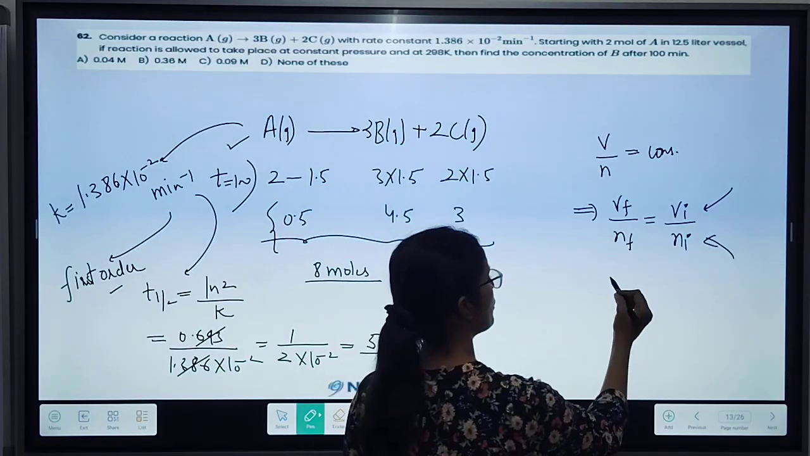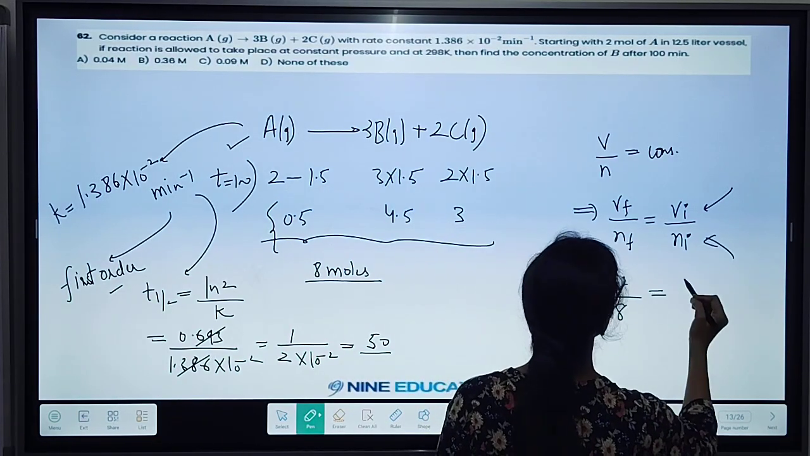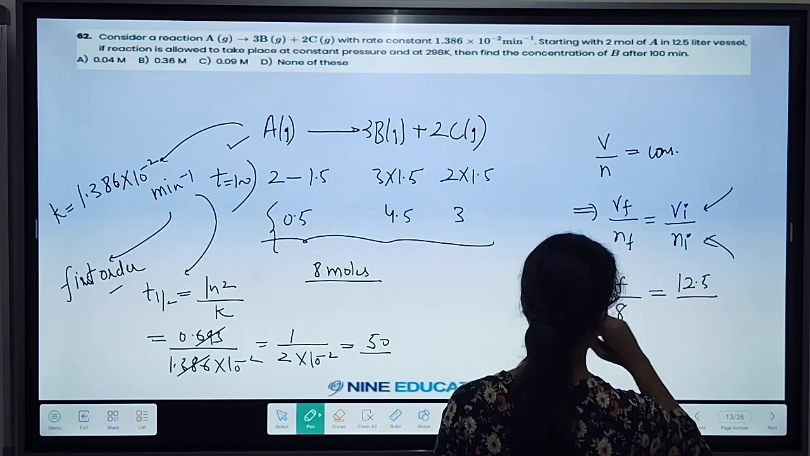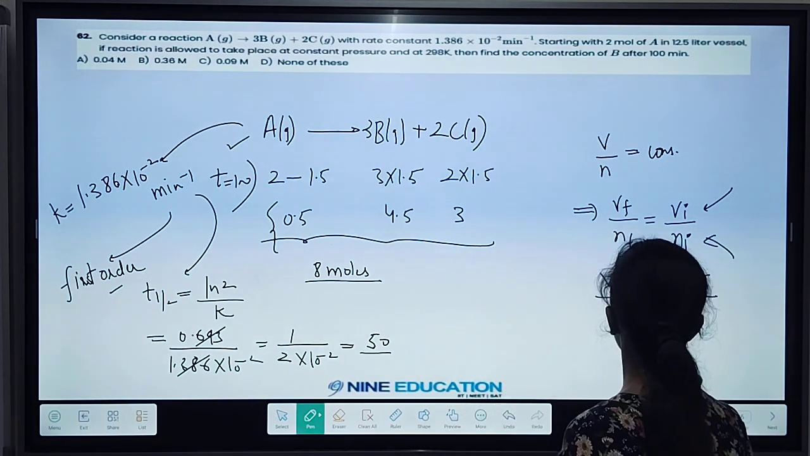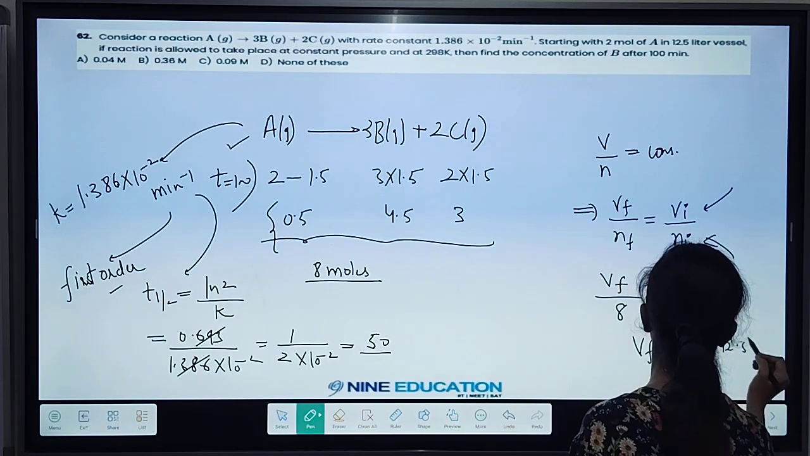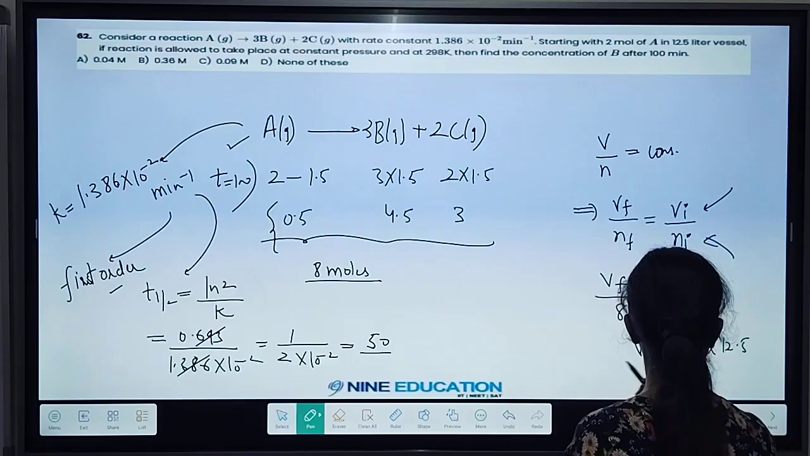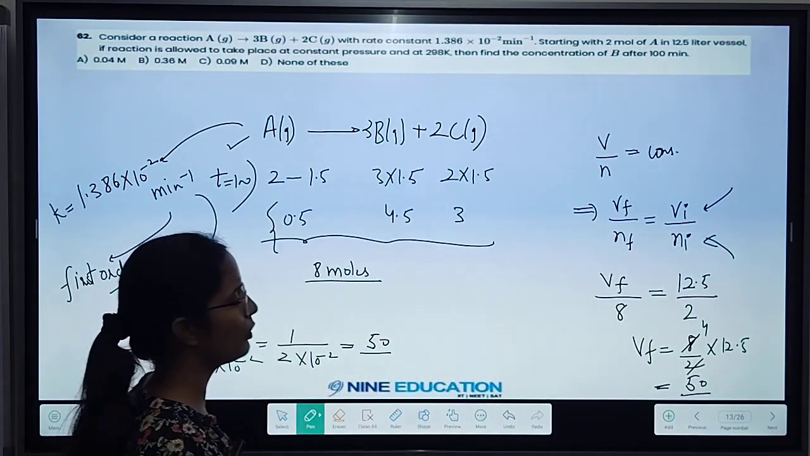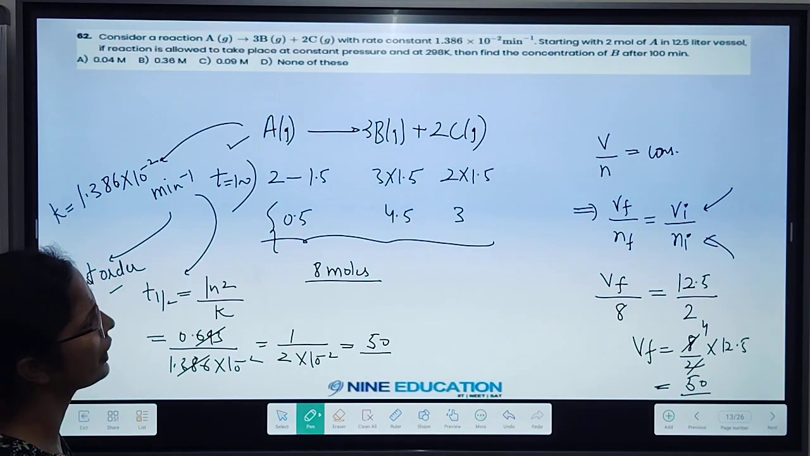Substituting, V final divided by 8 is equal to V initial, which is 12.5, divided by N initial, which is 2 moles of A. Solving, 8 by 2 is 4, and 4 into 12.5 is 50. So the final volume comes to 50 liters.